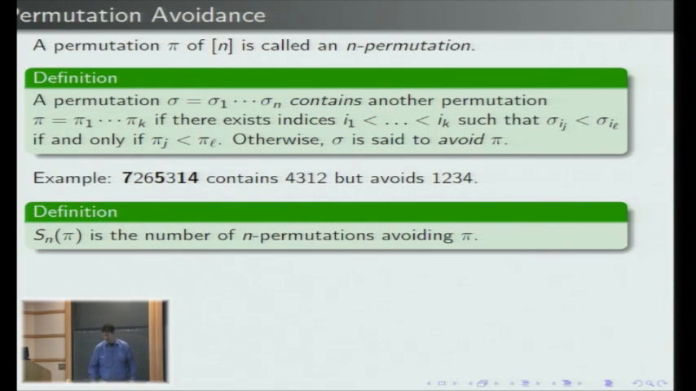And it's natural in the area of enumerative combinatorics to study Sn(pi), which is the number of n-permutations avoiding pi. So the number of n-permutations in total is n factorial, and now we want to count the number that avoids a given permutation pi.